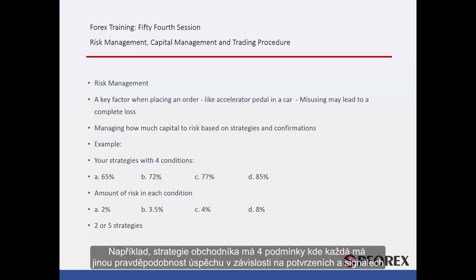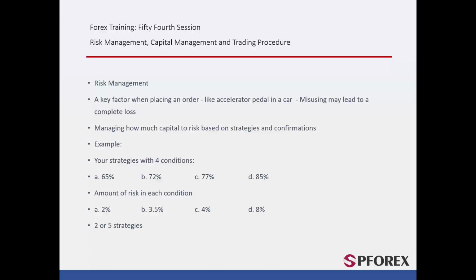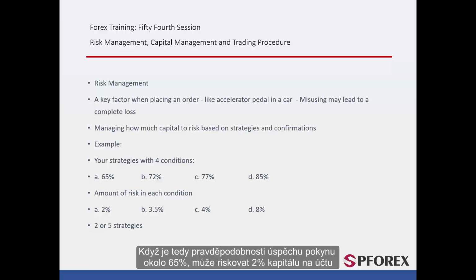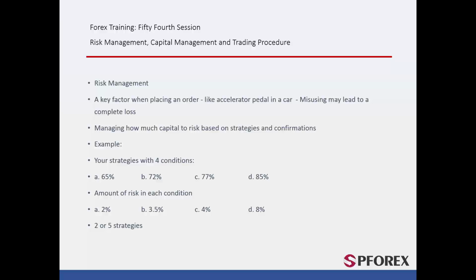For example, the strategy of a trader has 4 conditions, in which each one has a different probability of success based on confirmations and signals. 1. 65%, 2. 72%, 3. 77%, and 4. 85%. So, when the possibility of a trader's order success is around 65%, he or she can risk 2% of the account capital. If the second condition is determined, then he or she can risk 3% of the capital, while in the third and fourth conditions, a trader can risk 4% and 8% respectively.